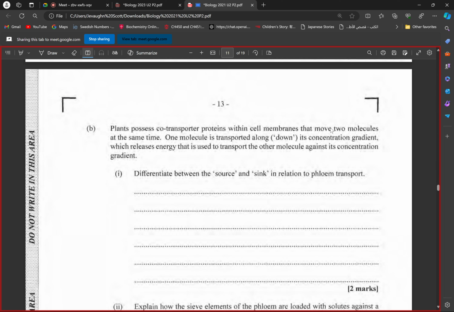Differentiate between the terms source and sink in flow and transport. What is the source? Guys, what's the source? The source of sugar production in the case of plants. Alright, and what's the sink?